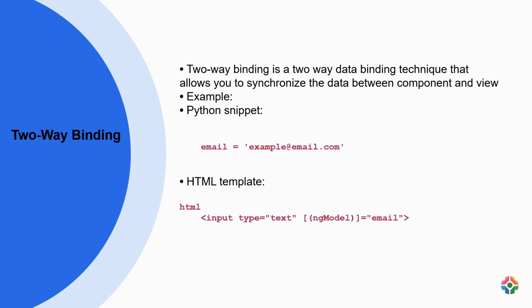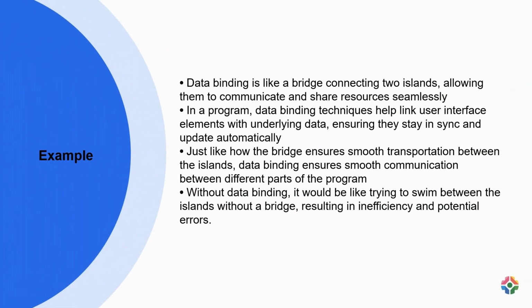Data binding is like a bridge connecting two islands, allowing them to communicate and share resources seamlessly. In a program, data binding techniques help link user interface elements with underlying data, ensuring they stay in sync and update automatically. Just like how the bridge ensures smooth transportation between the islands, data binding ensures smooth communication between different parts of the program. Without data binding, it would be like trying to swim between the islands without a bridge, resulting in inefficiency and potential errors.